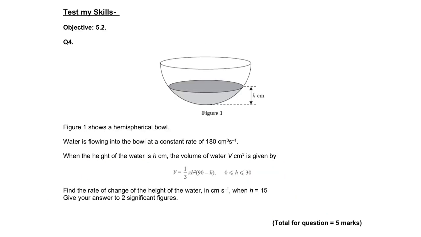So, as you can see, that question before was implicit differentiation. This question now is our simple rates of change, the simpler differential equations one. So this is our next scale. So, figure 1 shows... I don't know how to say that word. However, it's a hemisphere. Hemispherical.